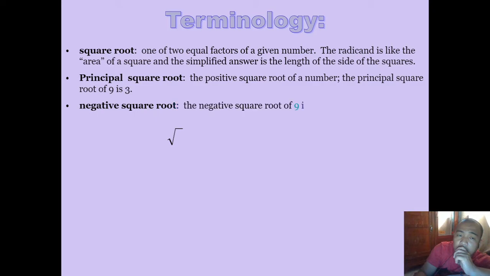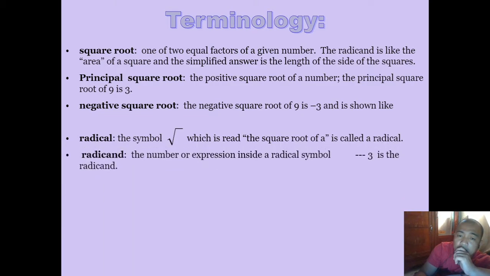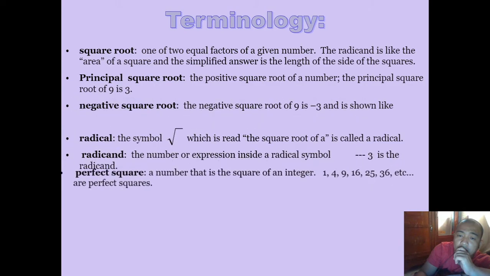How about a negative square root? The negative square root of 9 is negative 3. Because the square root of 9 can be positive or negative, we can have a positive or negative square root. Now radical, the symbol here which is read as the square root of a, is called a radical. Now radicand, the number or expression inside the radical symbol. 3 is the radicand.